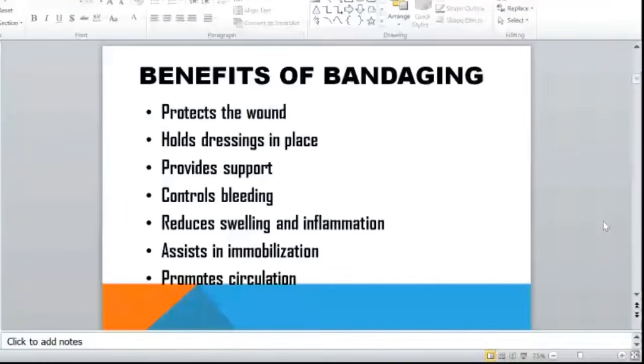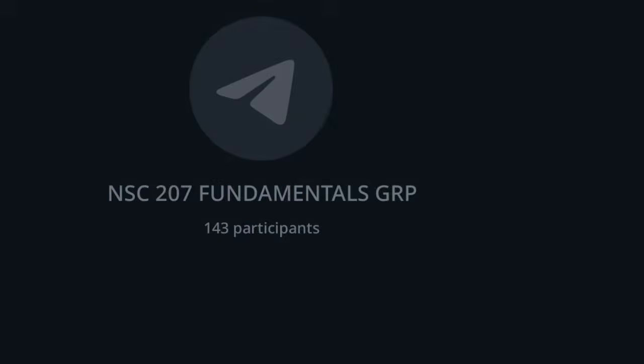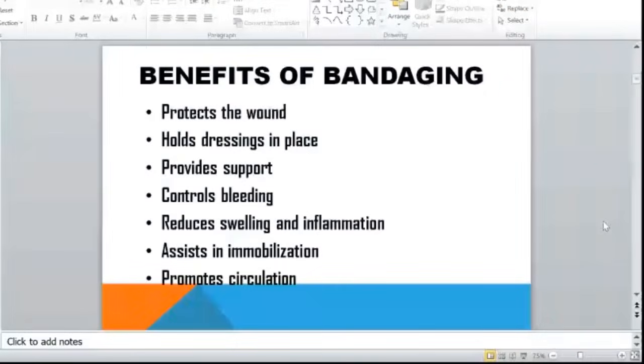So you can use it along with splints or slings to immobilize a limb or a joint to reduce pain and also promote healing. You can also use it to promote circulation when used correctly. Gentle compression can help to enhance venous return and also prevent pooling of blood. That is how we can use it to promote circulation, especially in the lower limbs. For instance, if someone has varicose veins, and maybe someone has deep venous thrombosis, we can use it to promote circulation in such situations.